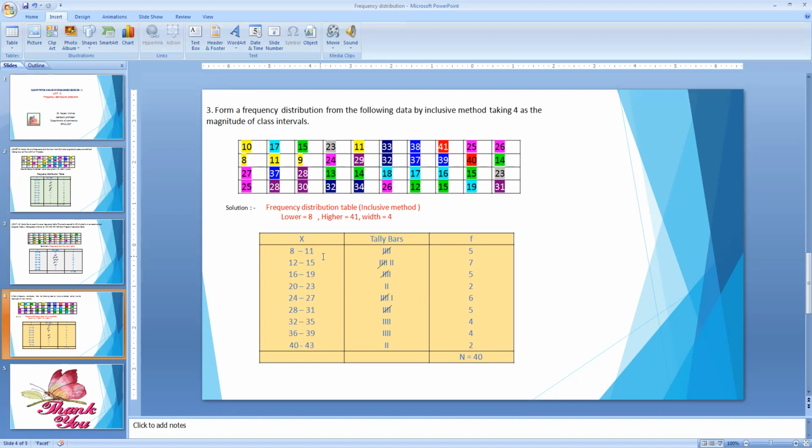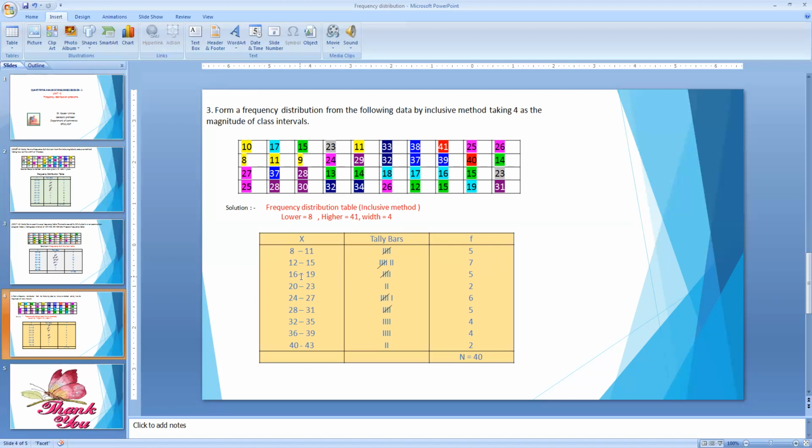How many numbers are falling from 12 to 15? This green shaded color represents the numbers falling in the range of 12 to 15. There are two 12s, two 15s, 14 twice, and 13. Totally 7 numbers are there. So in the tally bar column, you have to mark a group of 5, and then another 2 numbers. So 4 vertical bars and 1 forward slash, then it becomes 5, then 1 and 1 it becomes 7.